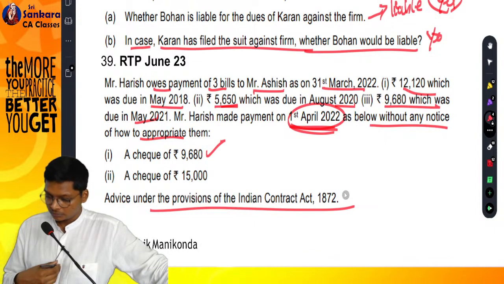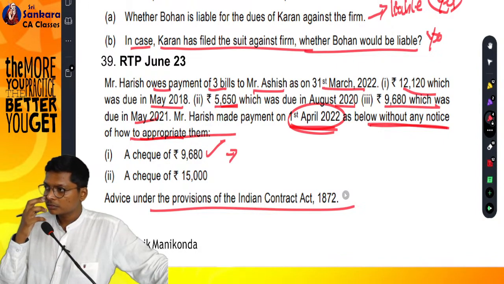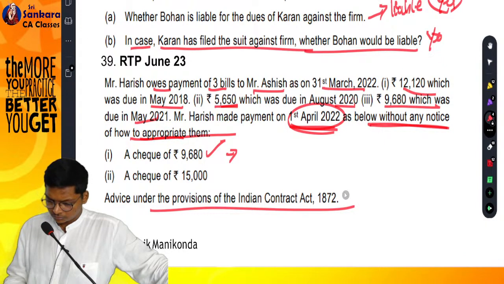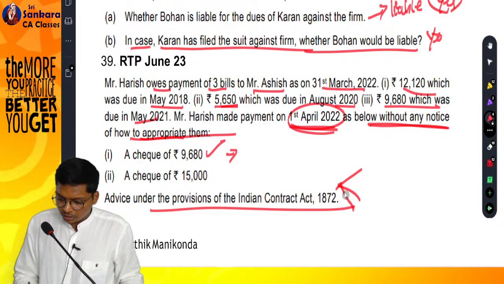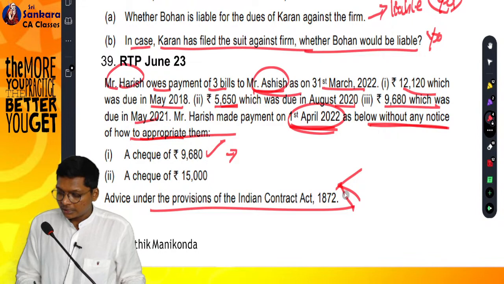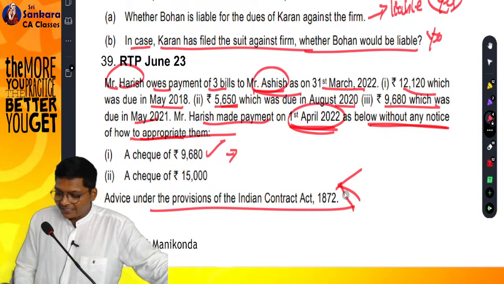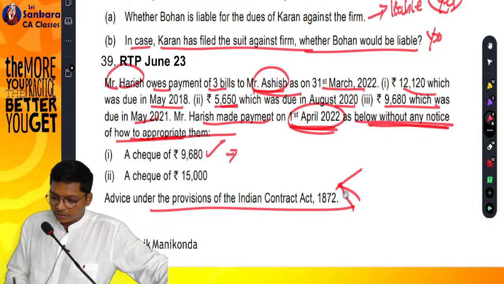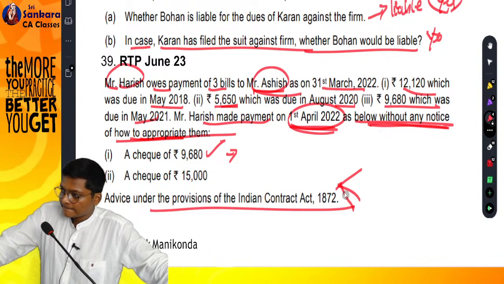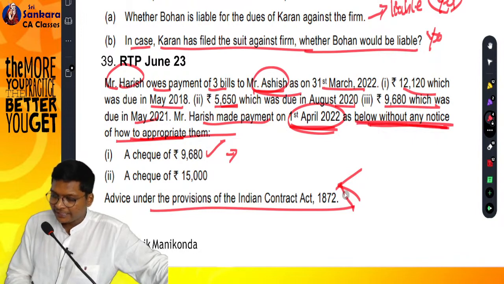Which one, guys? First. Without any notice. Why not the previous ones? See, there are three provisions here. One, if Ashish tells something, Harish owes, Harish made payment. If Harish tells you to adjust in that, then I will adjust in that. If Harish is not telling anything, then Ashish will adjust in his own way. If both are silent, order of time. We will adjust in order of time if without giving any notice.